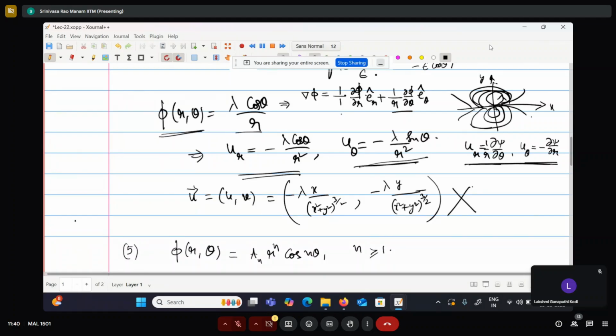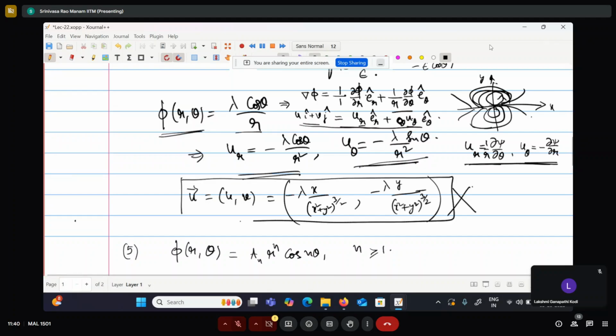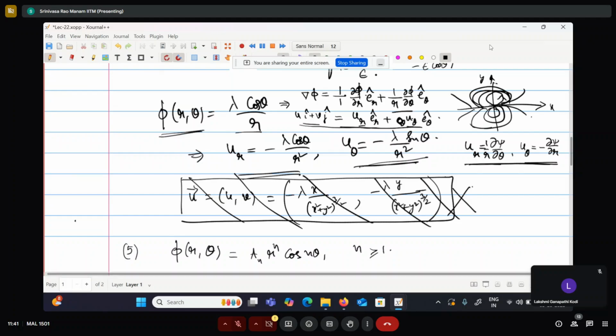Right. So what is this one? This will give me your u r e r cap plus u theta into e theta cap. So these are your u r, u theta components. Basically what you have is u i cap plus v j cap. Simply putting x equal to r cos theta, y equal to r sin theta will not make this possible. That is what we have done wrong here. If you want them, you have to use that matrix formula I brought now. That is what you have to convert.